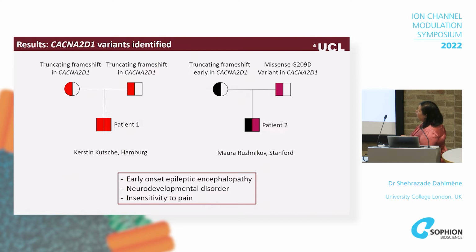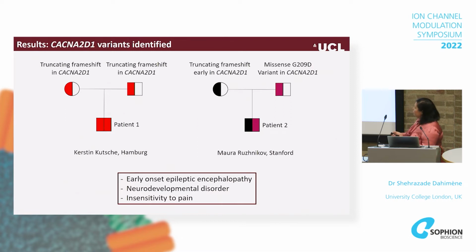homozygous for a frameshift mutation. Both parents carry the same mutation, but the parents are healthy. On the other hand, patient 2 is heterozygous for a truncating frameshift that occurs quite early in the alpha-2 delta-1 gene, and a missense mutation, which is a glycine in position 209 to aspartate. And same thing, the parents are healthy.